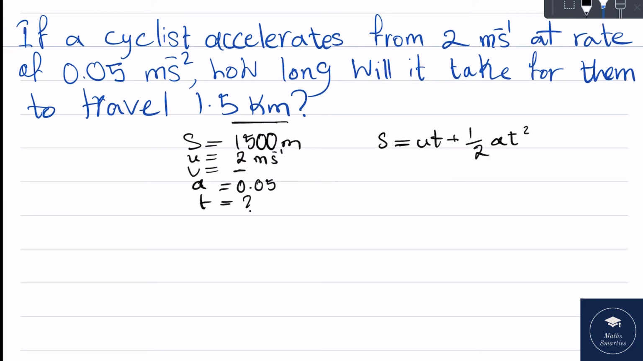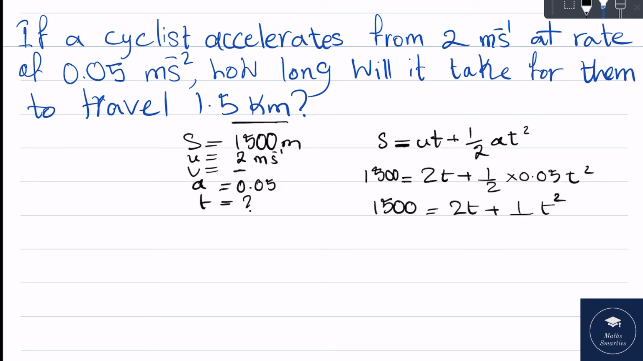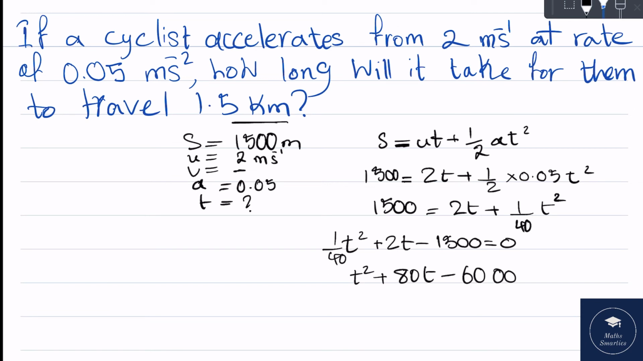Let's apply all the values we have. Let's substitute: 1500 equals 2t plus half times 0.05 t squared. So we have 1500 equals 2t plus 1 over 40 t squared. Now we can rearrange that to make it a quadratic, bringing the 1500 over to make the equation equal to 0. To get rid of the fraction, we multiply all the terms by 40. This gives t squared plus 80t minus 60,000 equals 0.